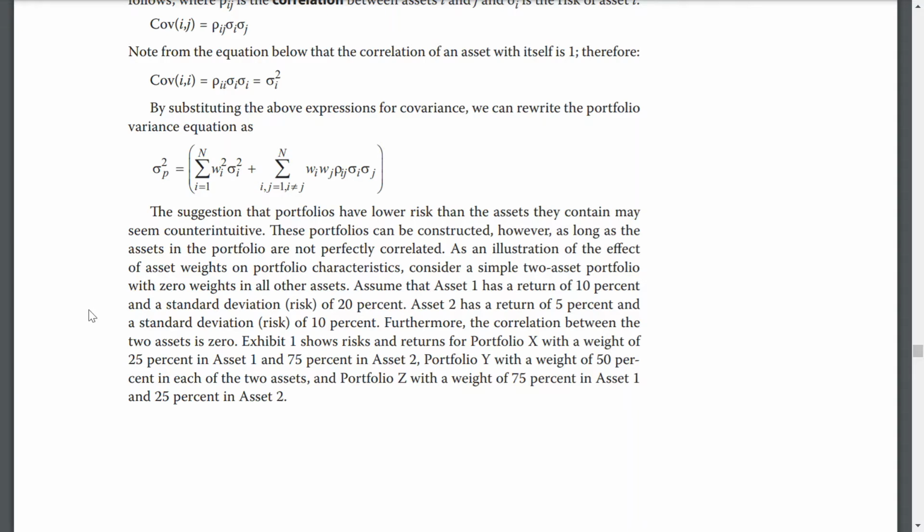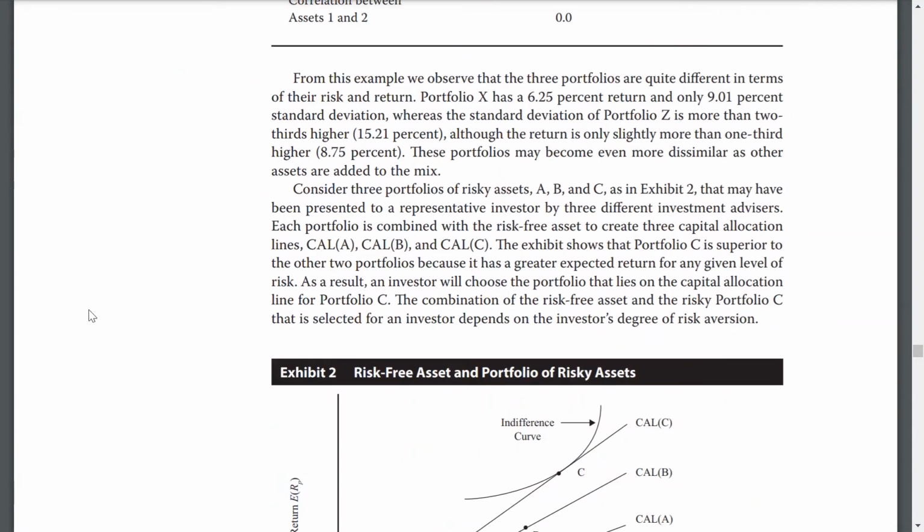Exhibit 1 shows risk and return for portfolio X, with a weight of 25% in asset 1 and 75% in asset 2; portfolio Y, with a weight of 50% in each of the two assets; and portfolio Z, with a weight of 75% in asset 1 and 25% in asset 2. Okay, look at this example.